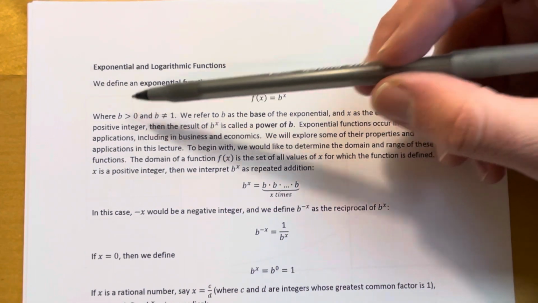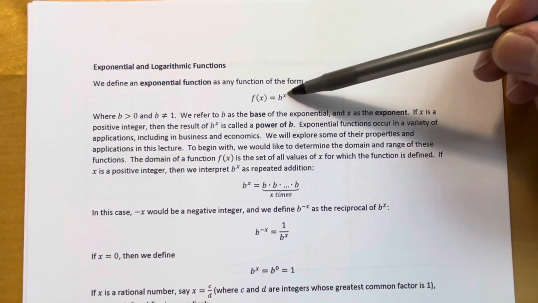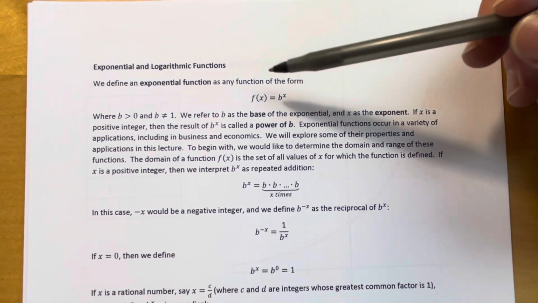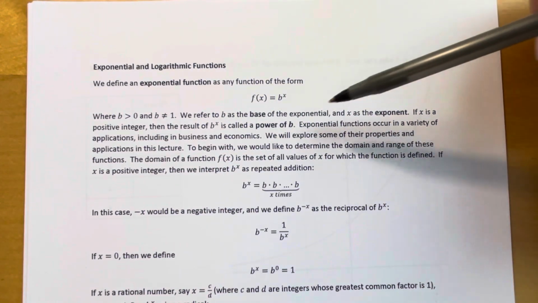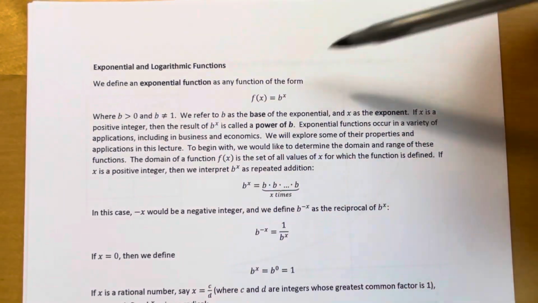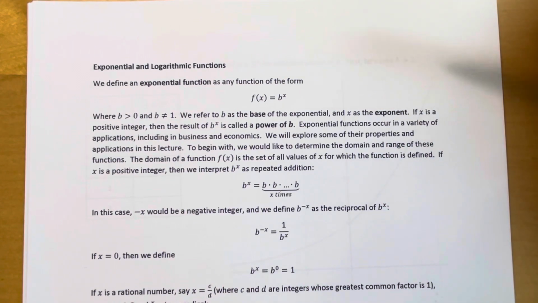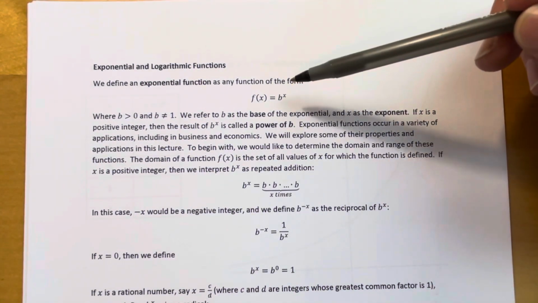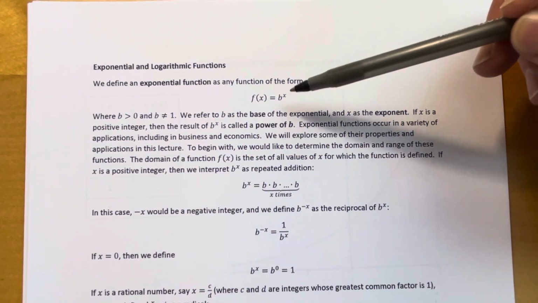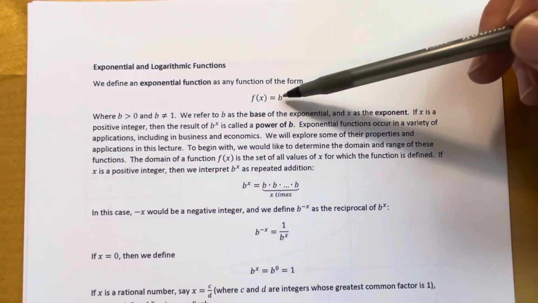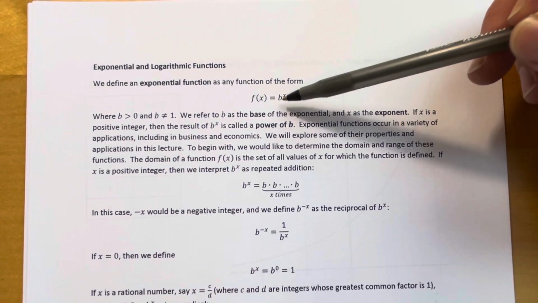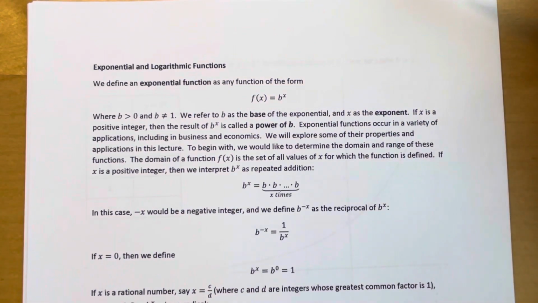Furthermore, if b is either 0 or 1, then raising it to any power, except for 0 to the power of 0, is just going to give us either that 0 or that 1 that we put in as the base. So those are not interesting functions. Those are technically constant functions, and there's nothing worth discussing as far as those are concerned. So we're only going to define these for where b is a positive number that's not equal to 1.